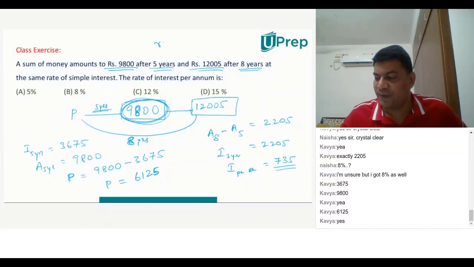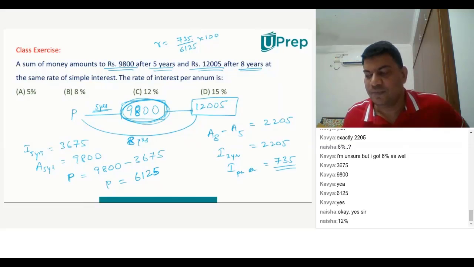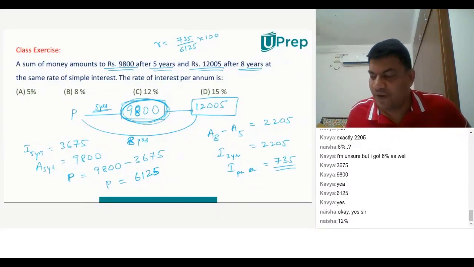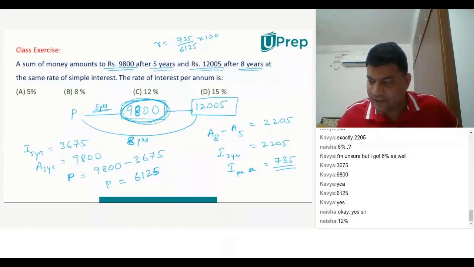So your rate of interest will be 735 upon 6,125 into 100. Yeah, it's 73500 divided by 6125, which is 12. Just you can see 6125 is 612.5. So you can clearly see that's 12%. Very clear. Divide करो आराम से 25 से divide करो और 5 से divide करो, you'll keep getting it. Just keep on dividing this. So how did you take 735?